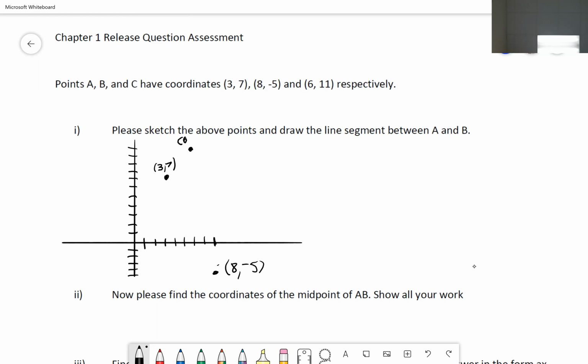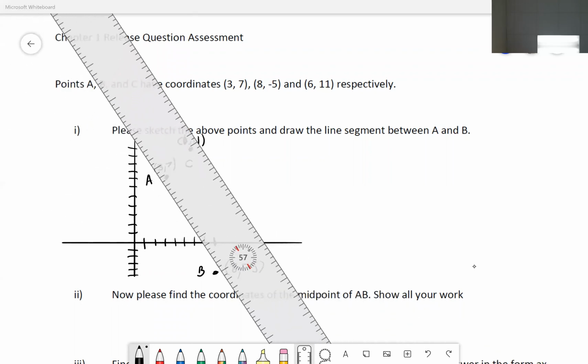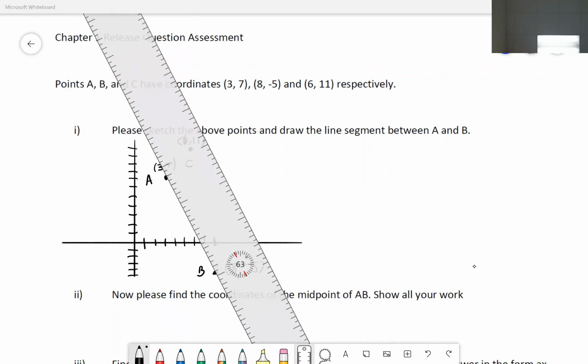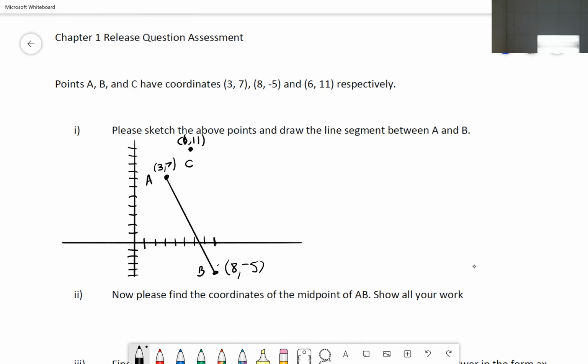So this is how your sketch should have happened. And it says, draw a line segment between A and B. So since the first one's A, this is B, and this is C. And so I'm going to make a line segment between them. And ta-da, that's a line segment. All right. Now, obviously, just doing this is probably worth 1 point.